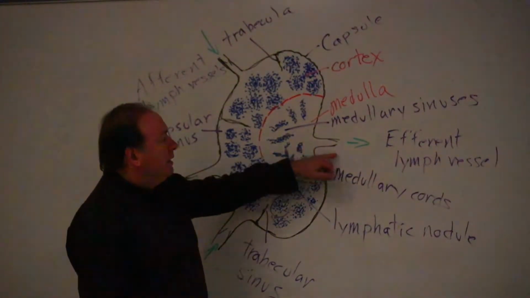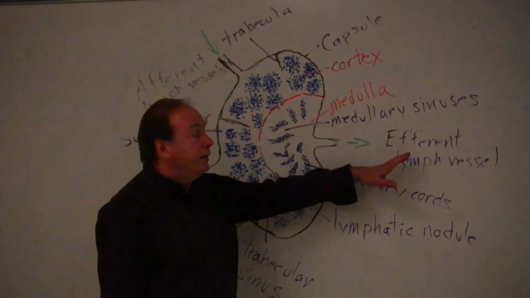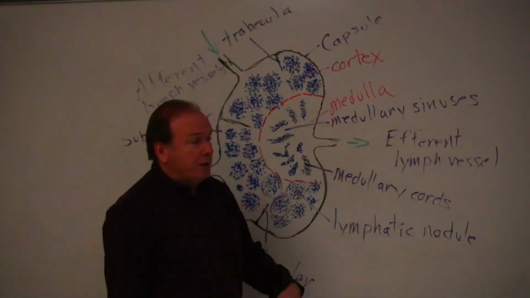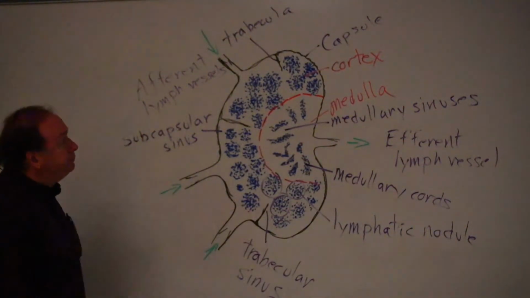And remember, this efferent lymph vessel continues on. It may pass through more lymph nodes on the way back to either the right lymphatic duct or the thoracic duct on its way back to circulation.